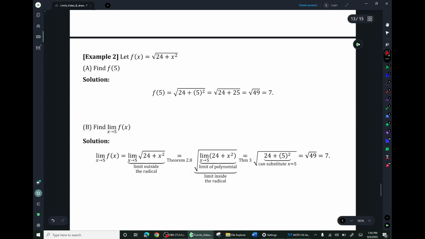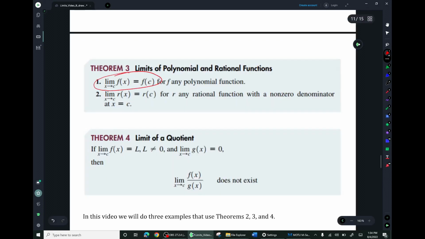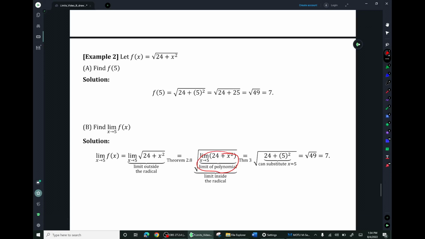Now let's focus on the thing inside the radical. Inside the radical we have this. That's a limit of a polynomial. Now remember that Theorem 3, this theorem, tells us that we can replace that limit expression with this expression. We can just simply substitute in x equals 5. So we end up with square root of 49, which is the number 7.